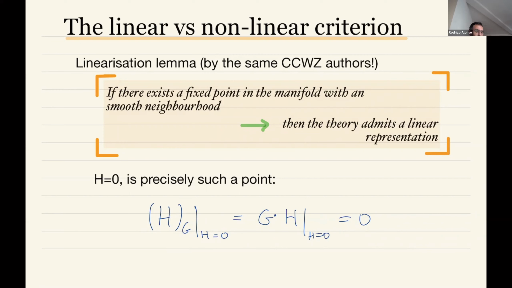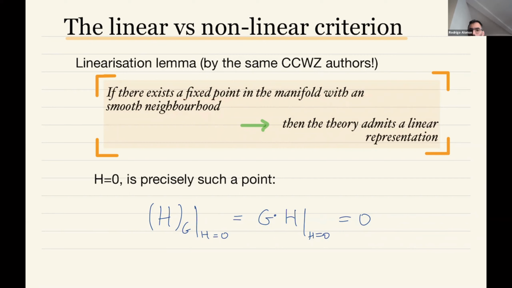And this follows from the lemma that was already laid out by the very same CCWZ authors whose formalism for Goldstones we already use. And it reads something as simple as this: when do we have a linear realization? Well, if there exists a fixed point in the manifold with a smooth neighborhood, then the theory admits a linear representation. But as with any mathematical lemma or statement, we have to understand every one of the concepts that go into it. So first, what is a fixed point?